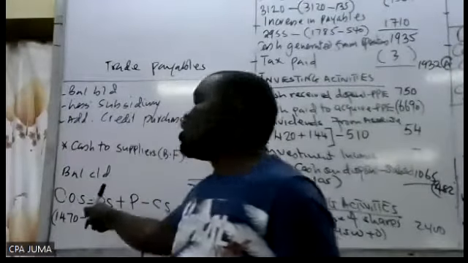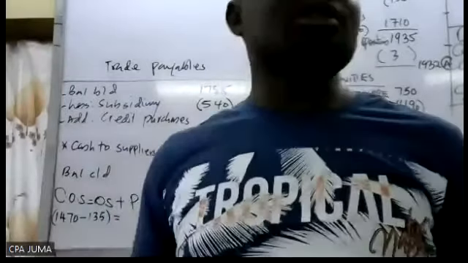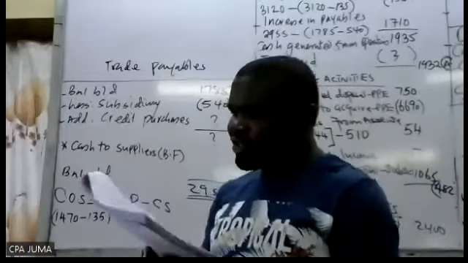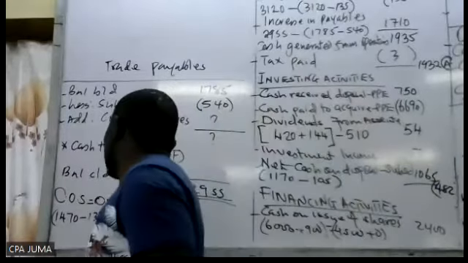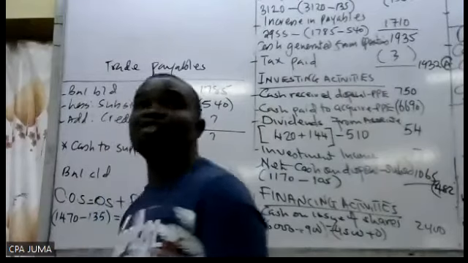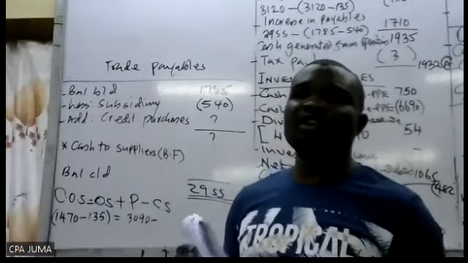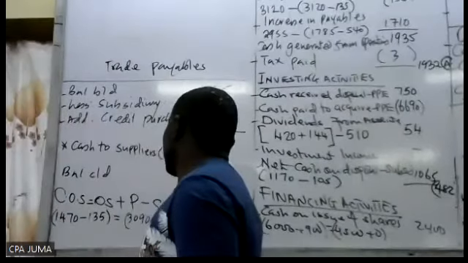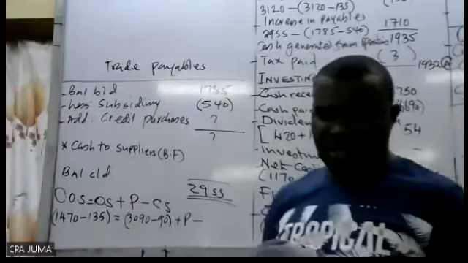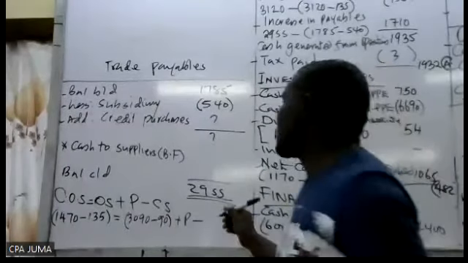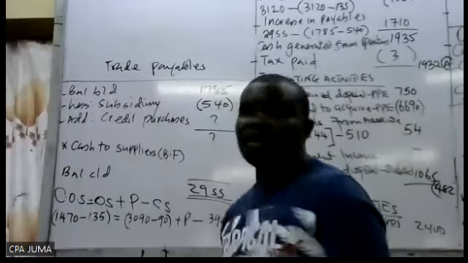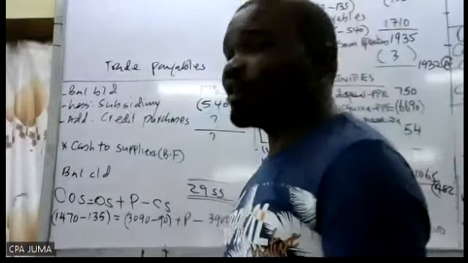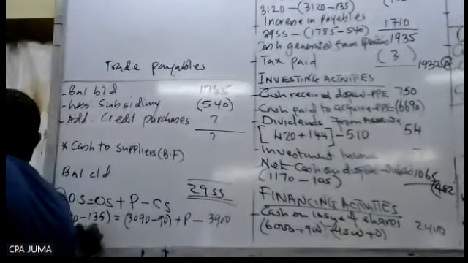Is equal to opening stock. So can you check the opening inventories? Opening inventory was 30.90 minus disposed. We disposed 90 plus P minus closing inventory 3,900. Using your mathematics, can you give me the value of P? Give me the value of P.